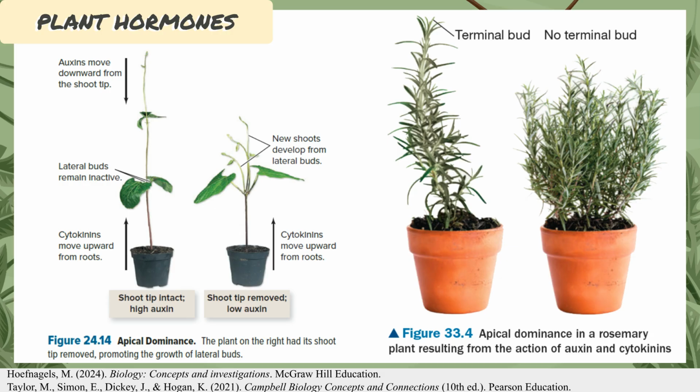If the shoot tip is removed, the source of auxin is eliminated, leading to low auxin levels. This shift allows the lateral buds to become active and develop into new shoots. As seen in the example of a rosemary plant, removing the terminal bud promotes a bushier appearance, because the plant is no longer focusing its energy solely on upward growth, and instead develops multiple side branches.